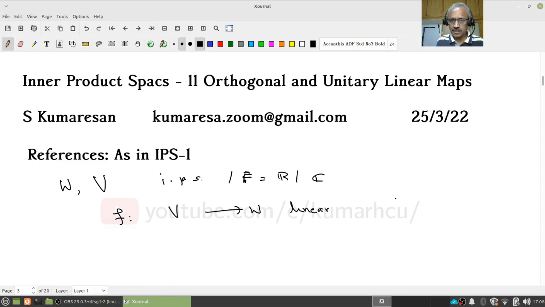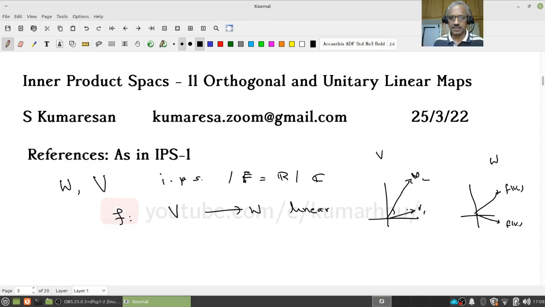Think of this over R. I have two vectors here, V1 and V2, and this may be f of V1, this may be f of V2. What I can ask is what happens to the angle between them, what happens to the length, because V and W have extra structure. How are the length of V1 and the length of f of V1 related? Similarly, f of V2 and V2.